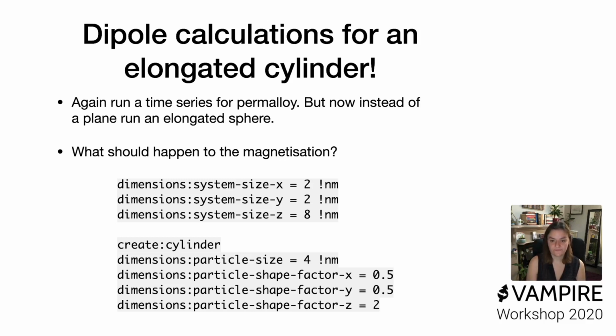So 4 is the diameter, and a particle shape factor of 0.5 by 0.5 by 2. So our particle size is 4. In X, that's 0.5, so that's 2. In Y, that's 0.5, so that's 2 again. And in Z, it's times 2, so it's 8. So that should create a nice cylinder that's elongated along Z.